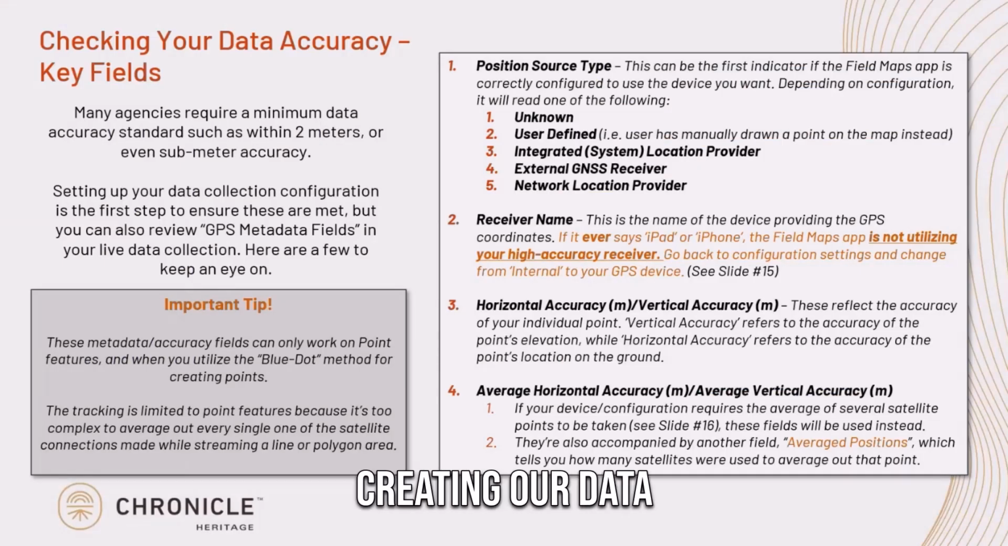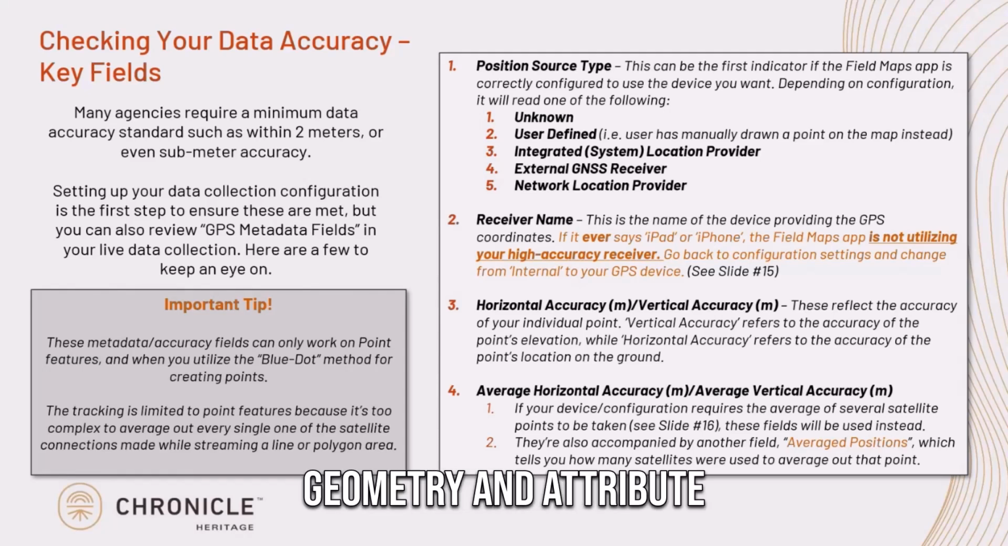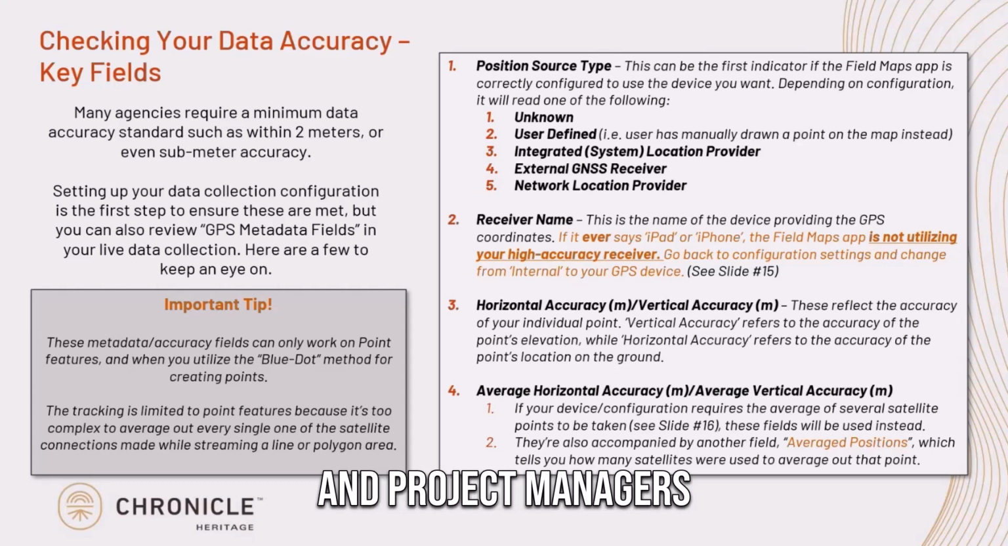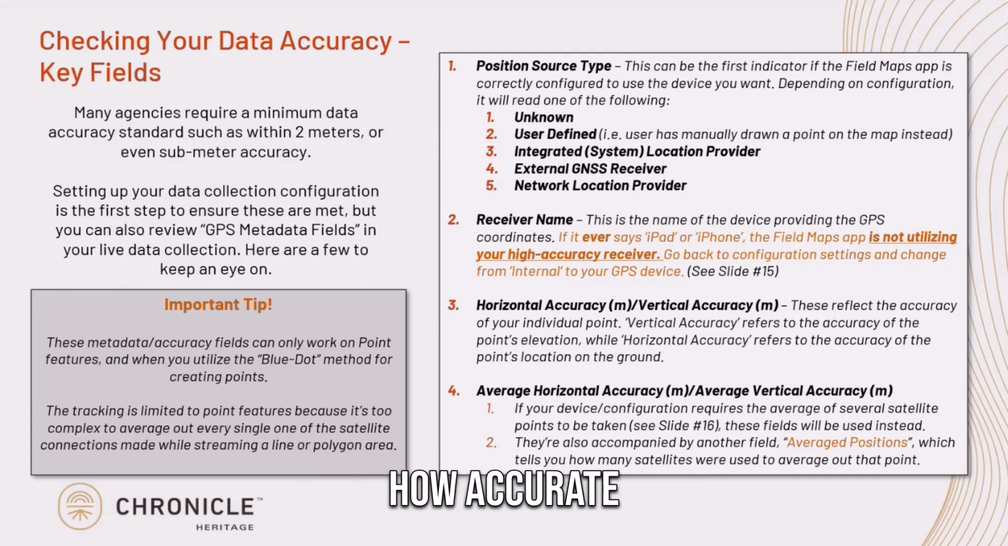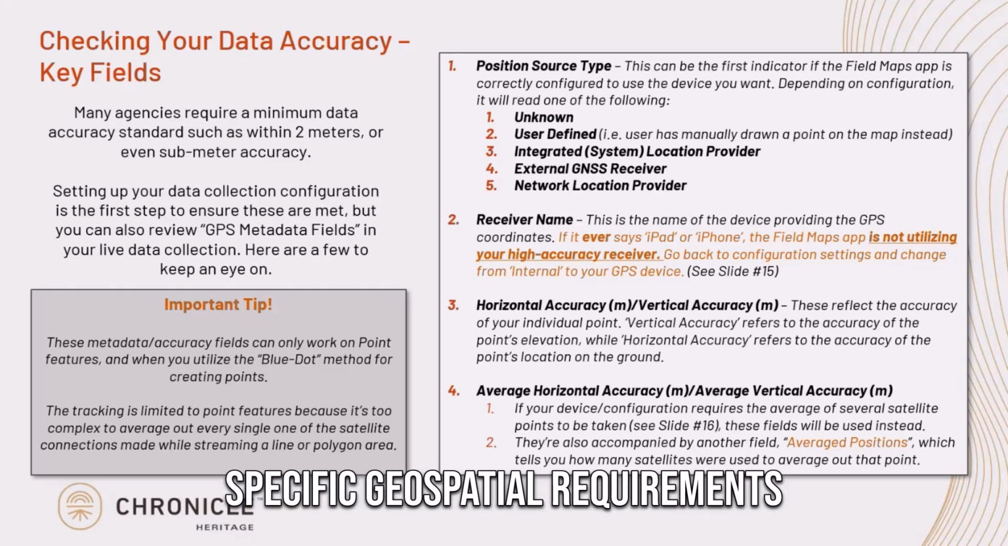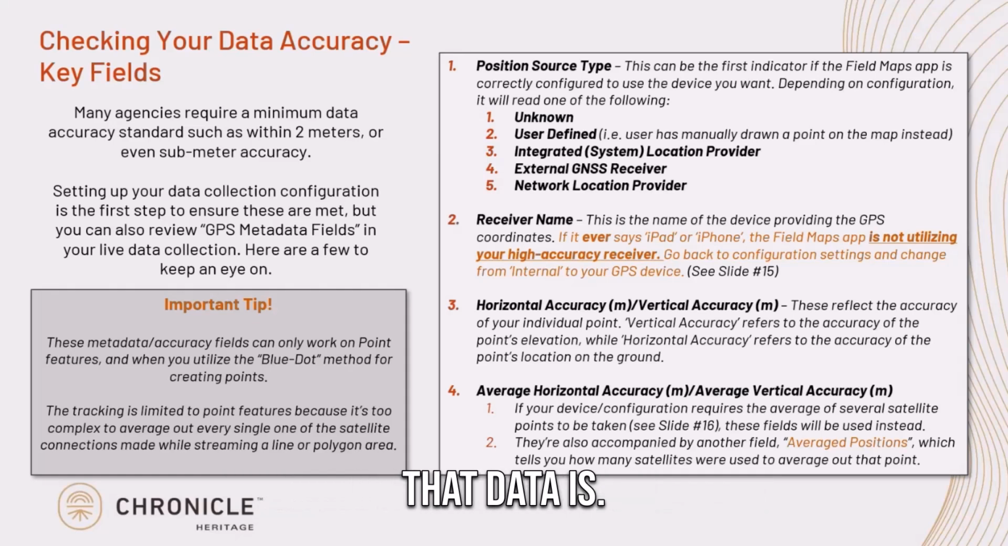In addition to creating our data and editing it as far as geometry and attribute tables, there's one more key component that field users and project managers need to be aware of, and that is how to track the accuracy of your field data. We've mentioned already that a number of agencies have certain geospatial data standards, something that declares how accurate data has to be when we say submit it to SHPO or BLM or USGS.